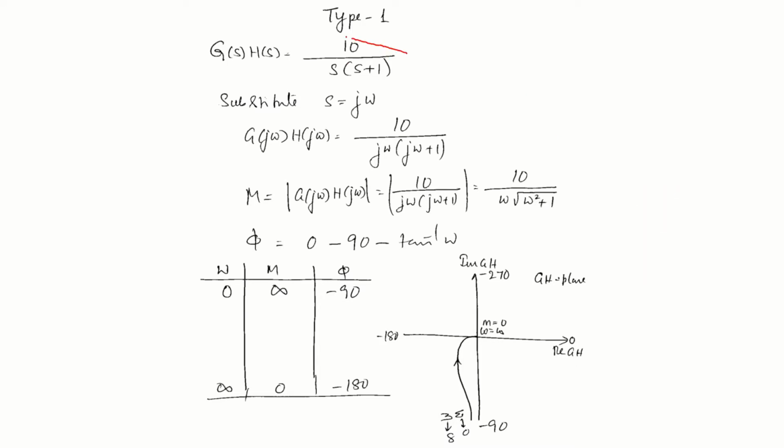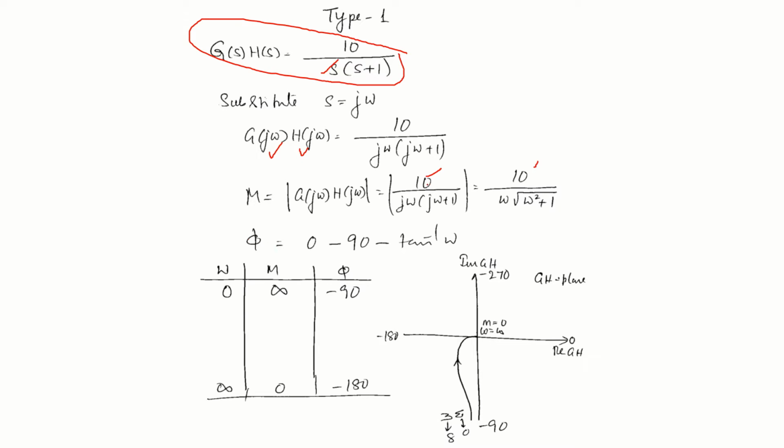Here I have considered type 1 problem. So let us write magnitude and phase angle equation. First, substitute s equal to j omega. So G(j omega) H(j omega) is 10 divided by j omega into (j omega plus 1). Magnitude is modulus of that. Modulus of 10 you'll get 10. Modulus of j omega you'll get omega. Modulus of j omega plus 1 is under root omega square plus 1.